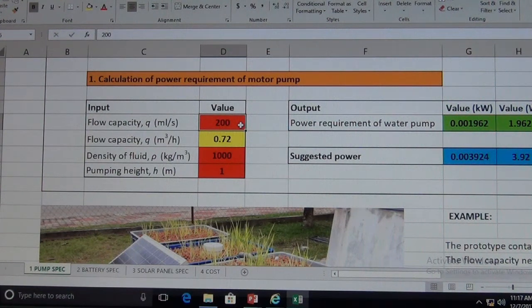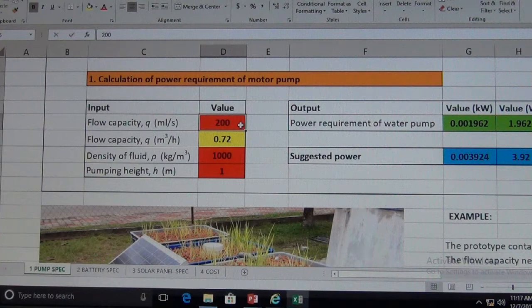Some plants need 200 milliliter per second. Different plants will need different values. So where could we refer to? There are books already published by researchers. They have published each type of plant and the requirement of the flow capacity. You could just easily Google the value of flow capacity of any plant if you wish to do your own project.